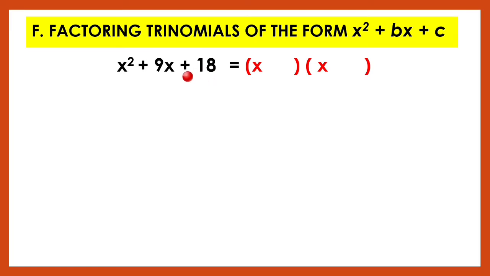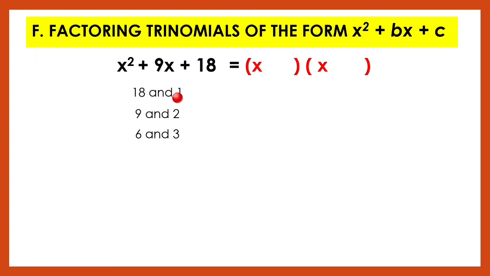So, kung positive to, ibig sabihin parehas na positive or parehas na negative. Subalit, ito ay plus. So, ibig sabihin, parehas na positive. So, ano yung mga factors ng 18? 18 and 1, 9 and 2, and then 6 and 3. 18 times 1, 18. 9 times 2, 18. 6 times 3, 18. Parehas na positive kasi positive yung last term natin and positive din yung middle term. Pipili tayo dito sa nilista natin yung may sum na 9.